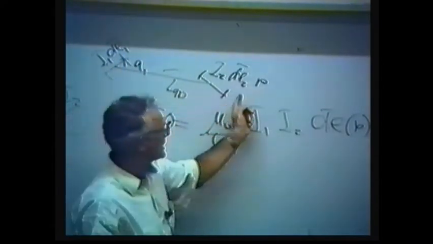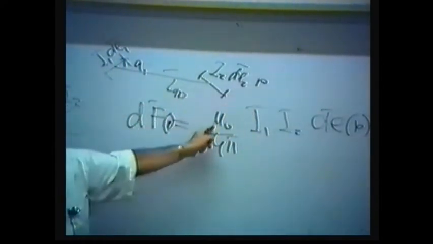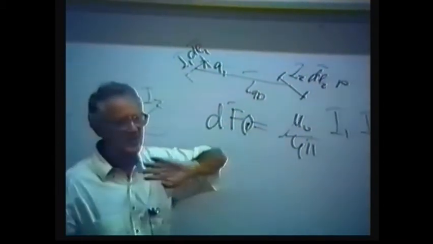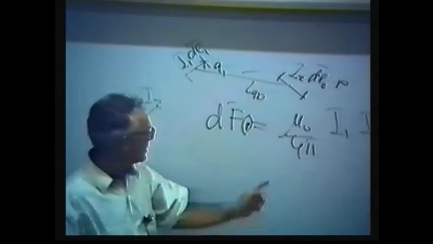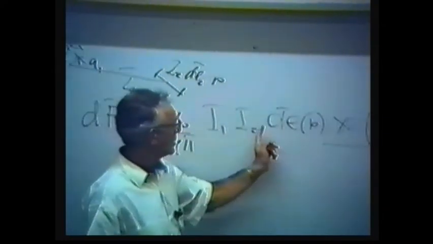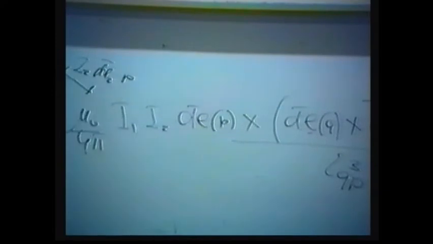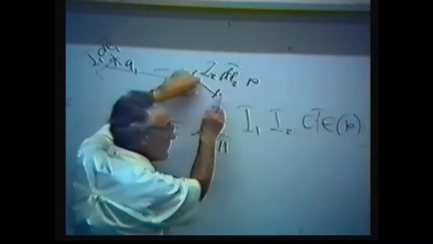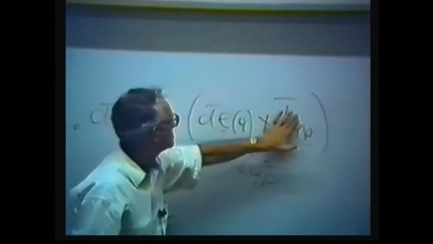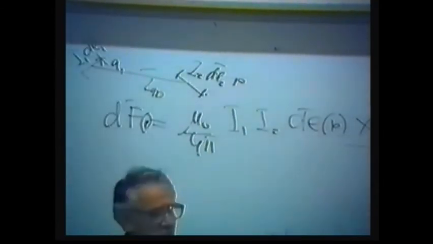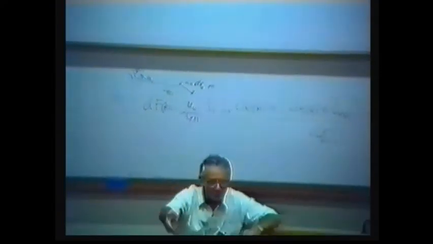So the force with which this element acts on another equals a constant, sometimes called magnetic permeability of free space, though it's not a proper name, over 4 pi, the product of currents and the cross product of one vector, another vector, twice cross product, divided by the cube of the distance. That was the beginning of all theory of magnetic fields.